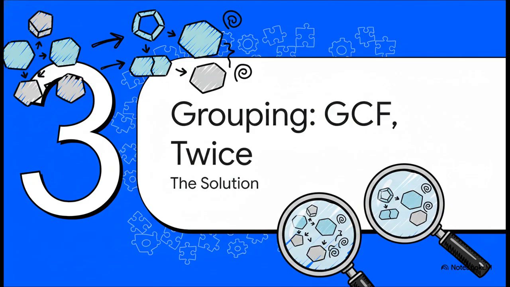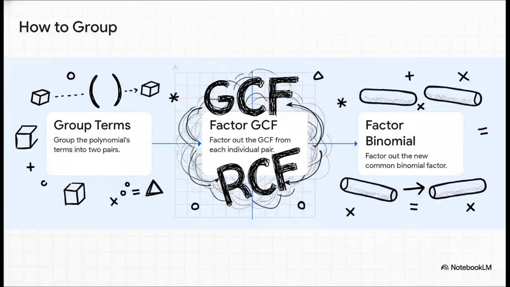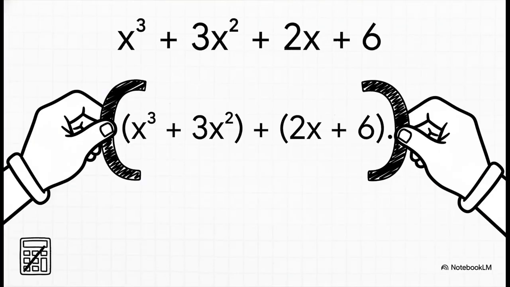It's called factoring by grouping, and here's the secret. It's really just a clever way of using that GCF skill you already have twice. The process is a pretty straightforward three-step plan. You group, you factor each group, and then you factor one more time. We'll start by simply putting parentheses around the first two terms and the last two terms. See how we've created two little mini problems to solve?